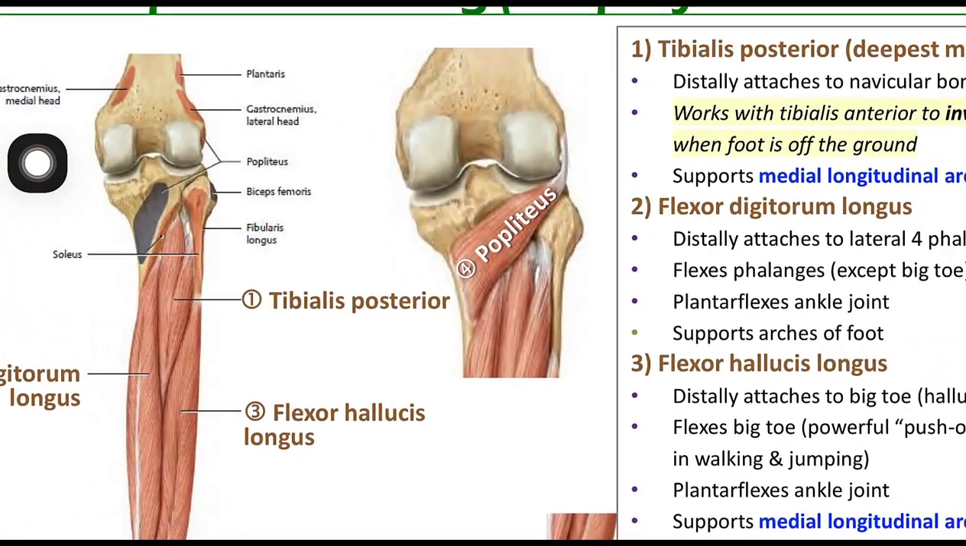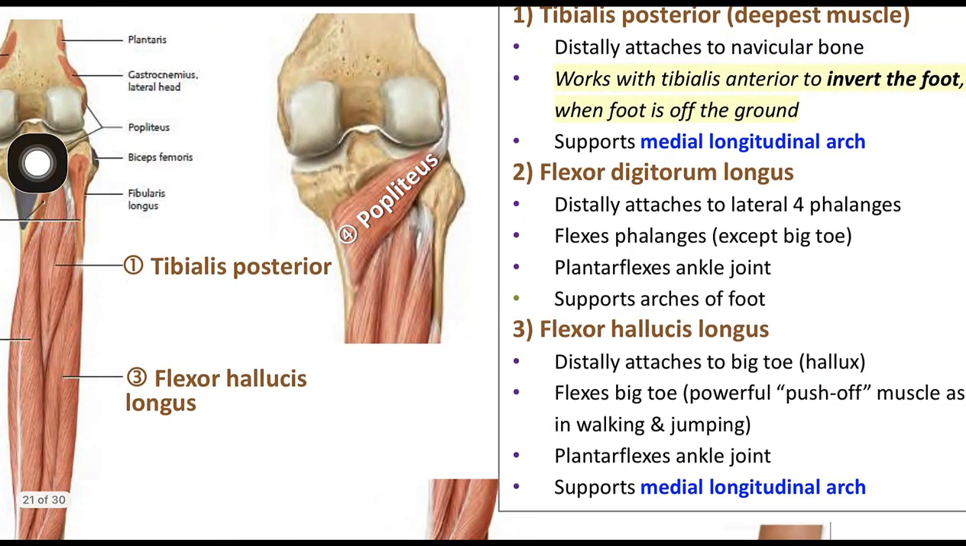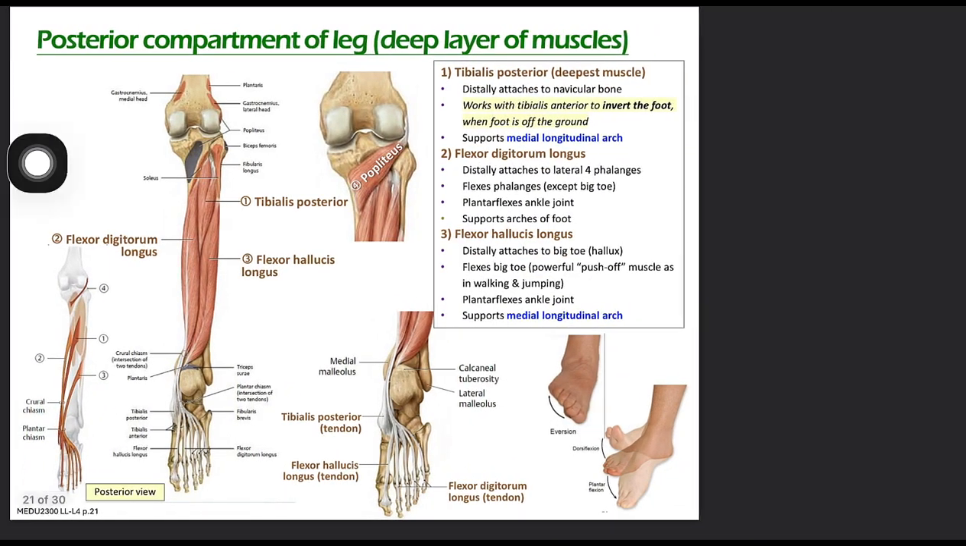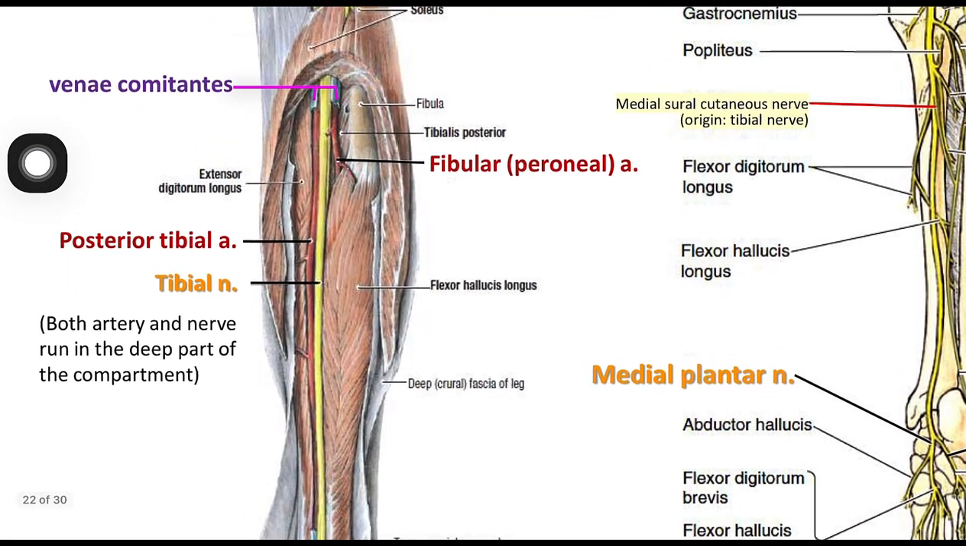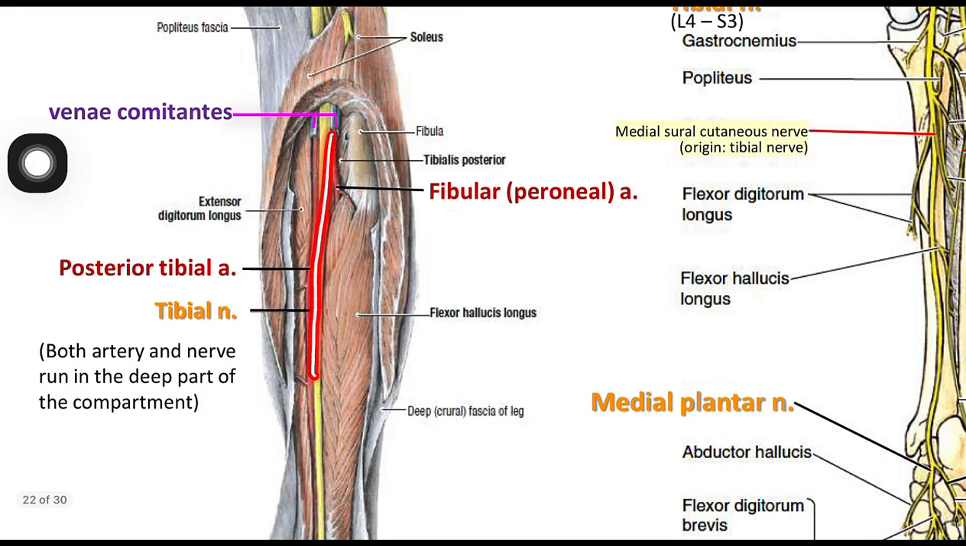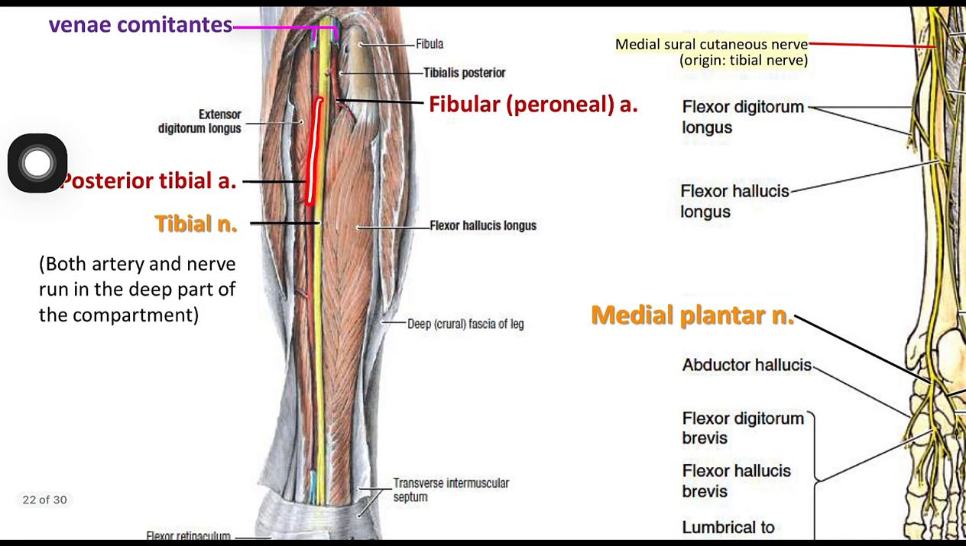Okay, so one more muscle. This very deep muscle is called the popliteus. So this popliteus is important. You can mark here, first to unlock the knee. Unlock the knee, okay? So again, here you see the tibial nerve, with the posterior tibial artery and also the fibular artery to supply the whole compartment.